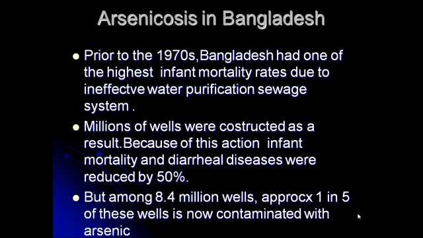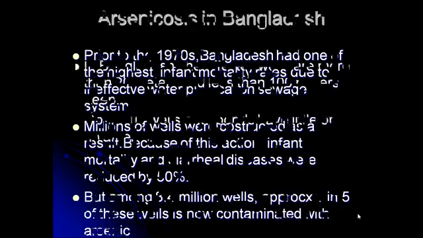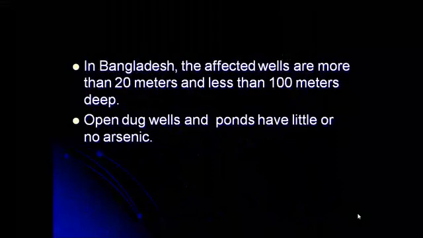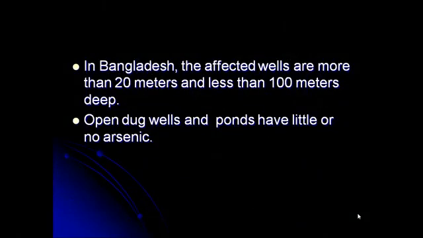At this moment, we are observing that among these 8.4 million wells, approximately 1 in 5 is now contaminated with arsenic. This is a very bad sign for Bangladesh. Around 20% of our tube wells are arsenic contaminated. At the community level, in many villages, our public health department marks the tube wells. They color red the tube wells which are arsenic contaminated, and color green those which are not.